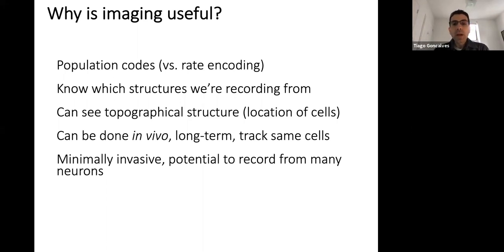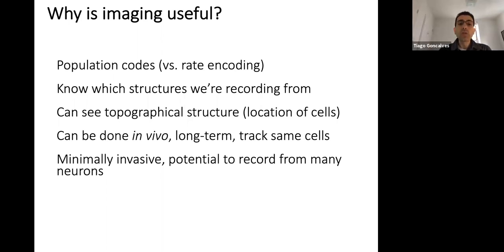And I think that it gets down to a few points, and I'm going to give a few examples of these. Imaging is useful when you have population codes versus just looking at variation of rate encoding versus not rate encoding. Mind you, you can get this kind of information also with silicon probes to a certain extent. But imaging can be very useful in some circumstances where silicon probes, or any other type of electrophysiological measurement, struggle. And I'm going to show an example in a little bit.